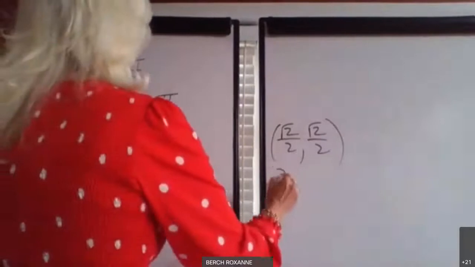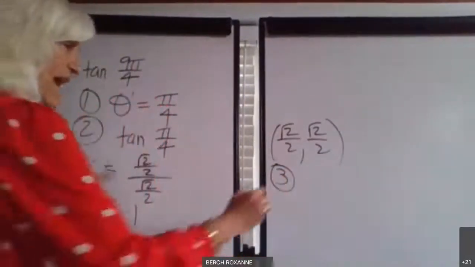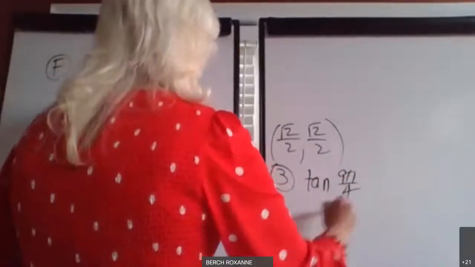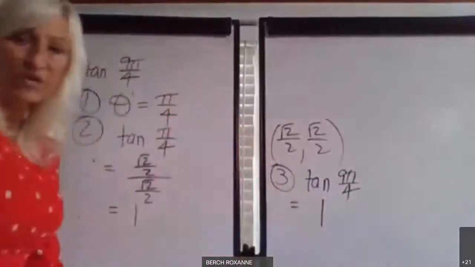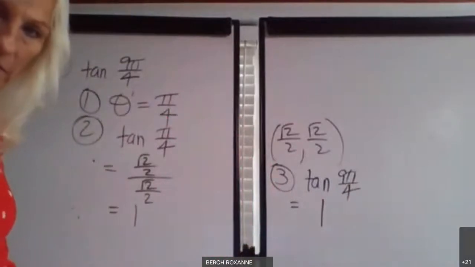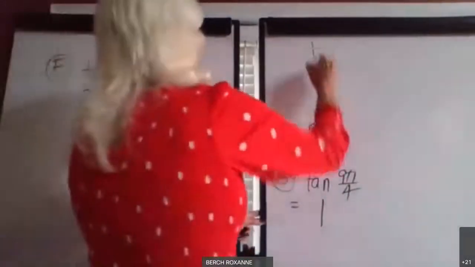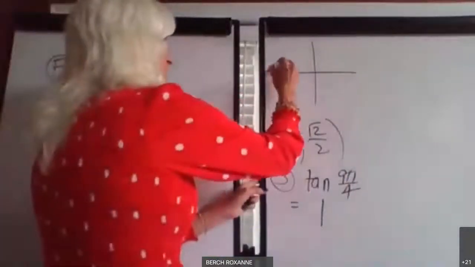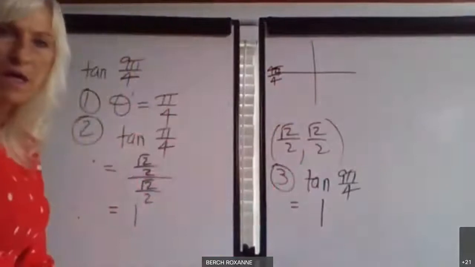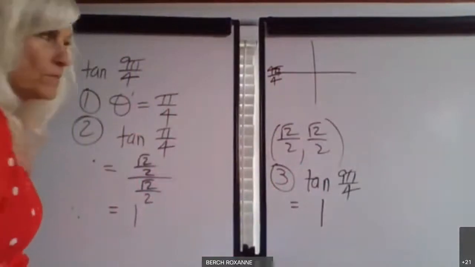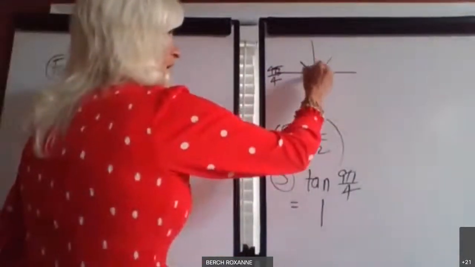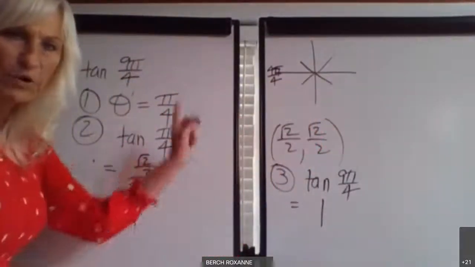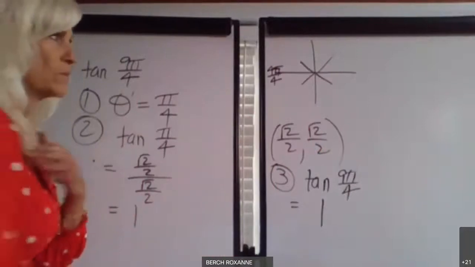All right, so in number 3, we're going to evaluate the actual angle, which is tangent of 9 pi over 4. Well, the answer is 1. We just need to figure out if it's positive or negative. So the question is, where is 9 pi over 4? Well, we know this horizontal is 4 pi over 4, right? If you went around 4 pi over 4. So what's on the other horizontal, if you did a full revolution? 8 pi over 4.